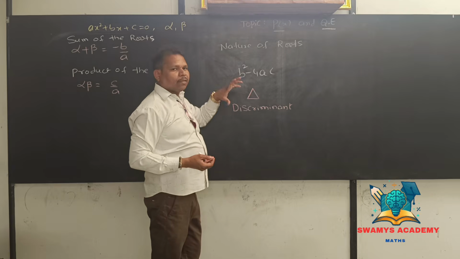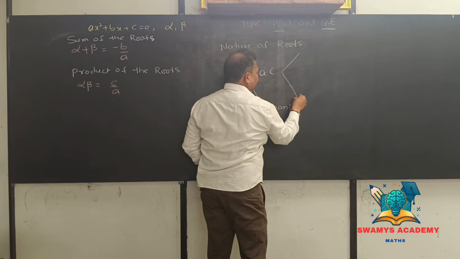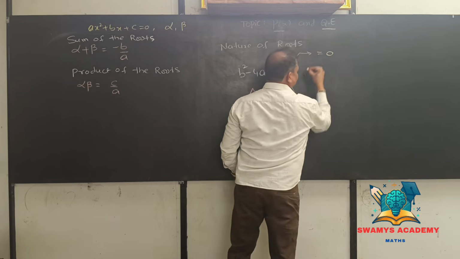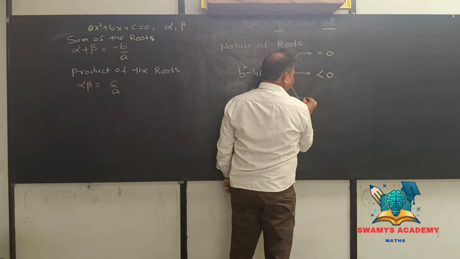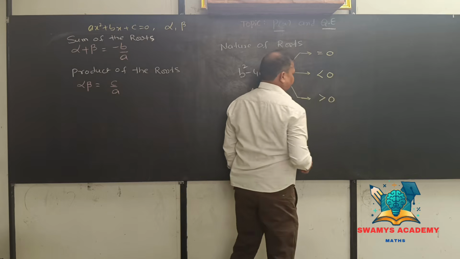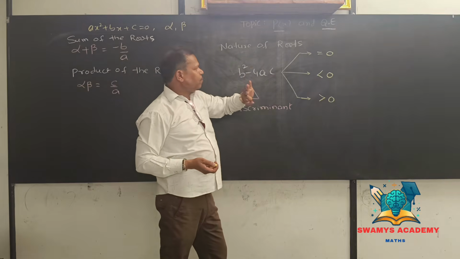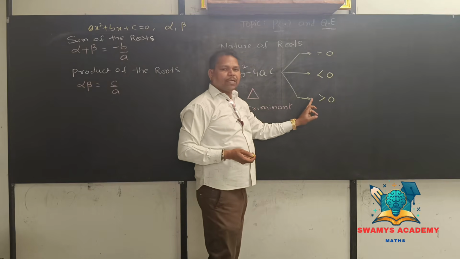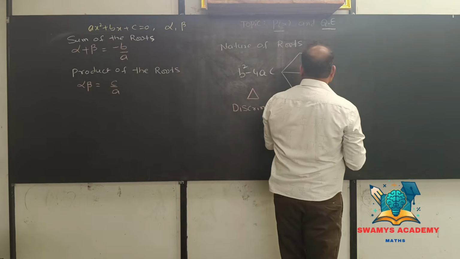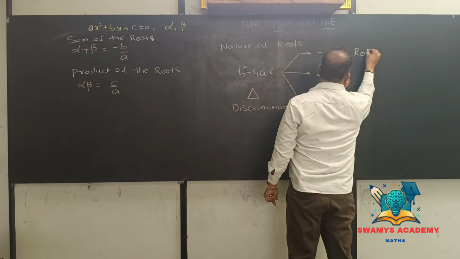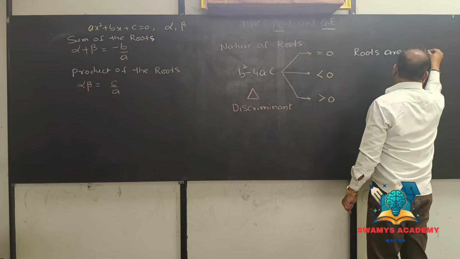In b square minus 4ac you get three types of answers. One answer is equals to 0, another is less than 0, and another is greater than 0. If it equals 0, what nature of roots do we get? The roots are equal.